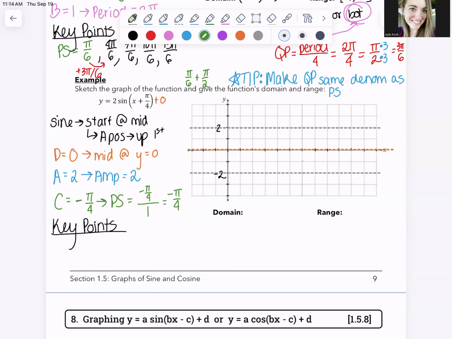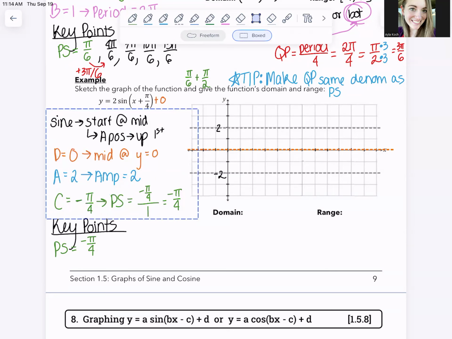Our first place we plot a point, our first key point is at the phase shift. So the phase shift is negative pi over 4. That's where we'll start. Oops, I need a little room here. Let's see. I need a teeny bit more room.